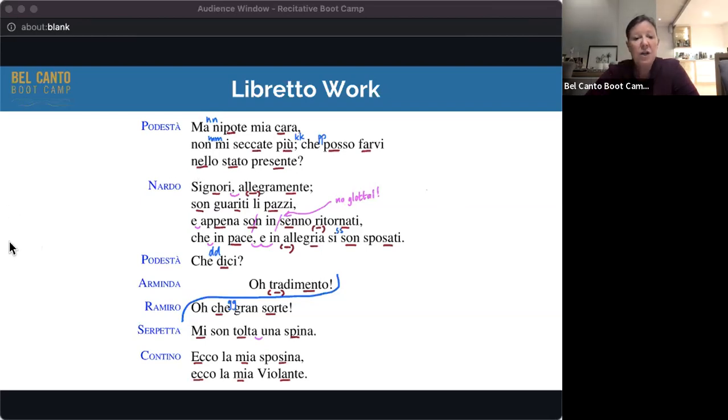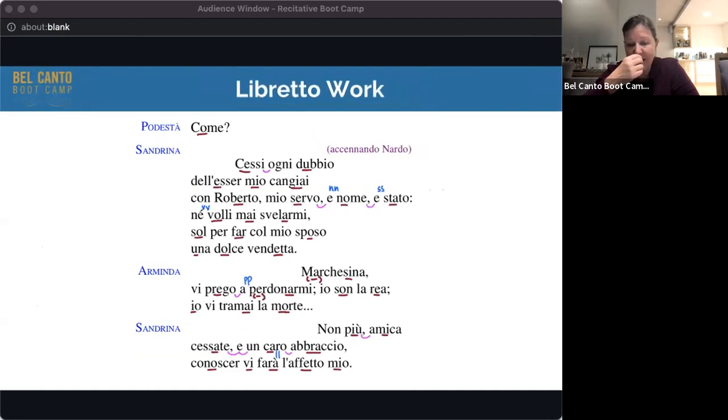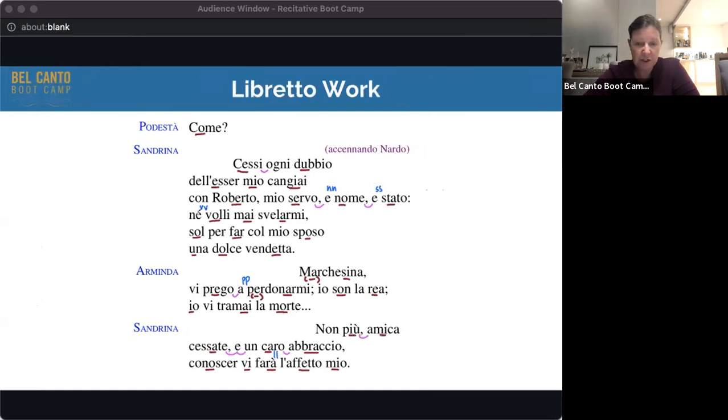The blue line you see here is to correct the libretto that we're working from, because che dicio tradimento, che gran sorte should be in one endecasyllable. I'm just going to look through all of this recit, and you can screenshot it when you get the recording, if any of this does not make sense.